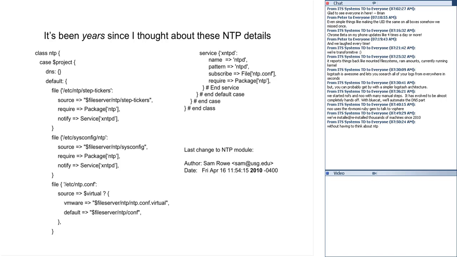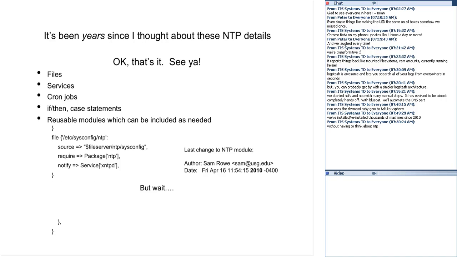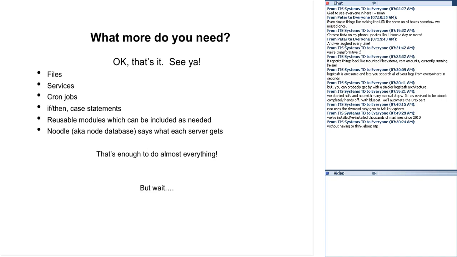The next line, require package NTP, says don't try and run the NTP service until the NTP package has been installed. So you can do more and more complex dependencies in newer versions of Puppet, but those are sort of the basics, and you can see how you could extend that, and it's powerful, and you can have more complex examples of that. Okay, well, like I said, that's all you need to know.